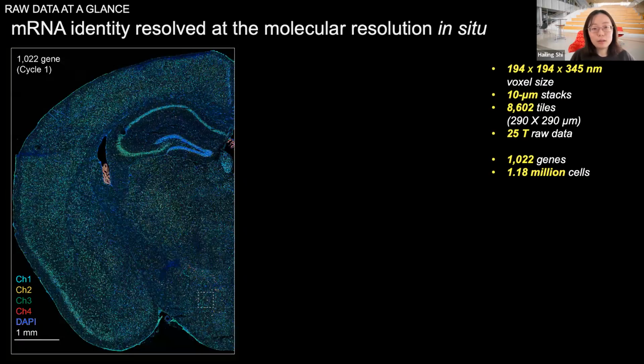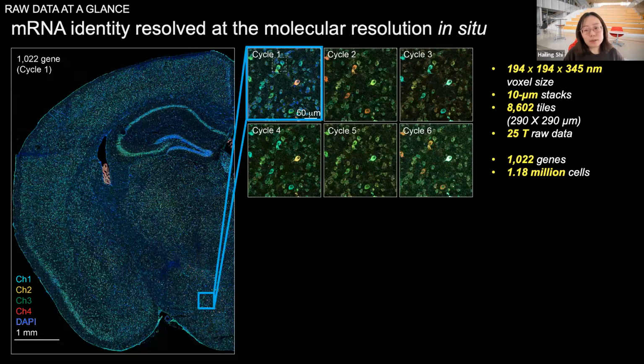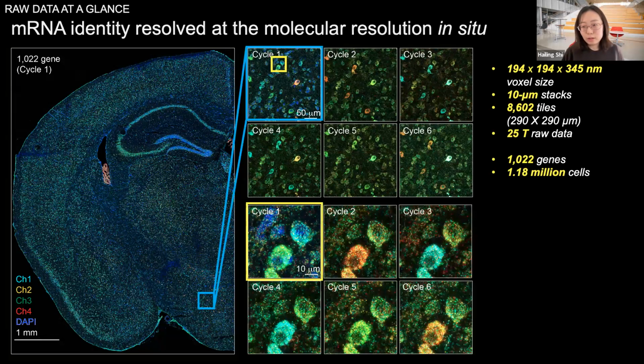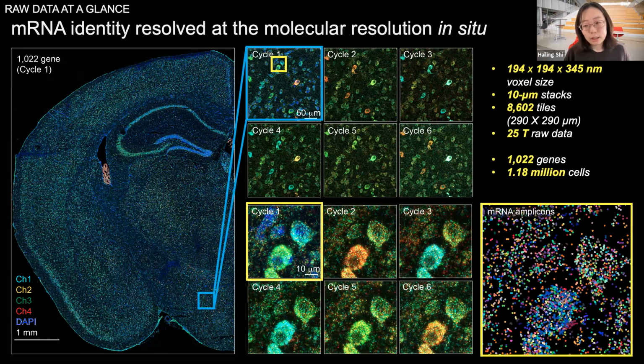Just to give you a sense of how the raw data look, here is a full hemisphere mouse brain slice in the first round of imaging, and we can zoom in into one of the imaging tiles and further zoom in on a few cells. Individual dots in those images represent an amplicon generated from a single RNA molecule, and they appear in different colors across these 6 imaging cycles. And this color array translates into mRNA gene identity. So in total, we collected a data set of over 1 million cells with 1,022 gene complexity with spatial coordinates.